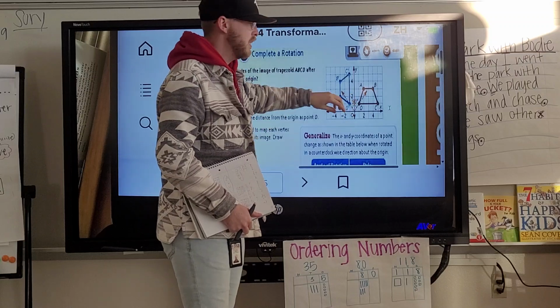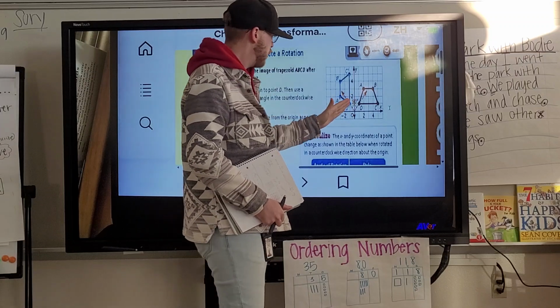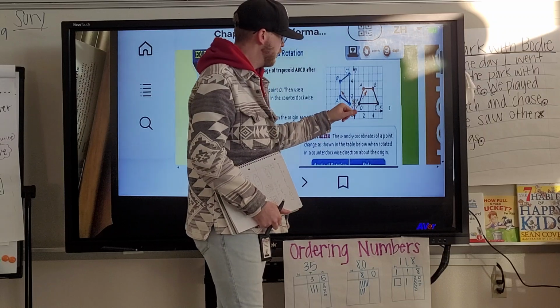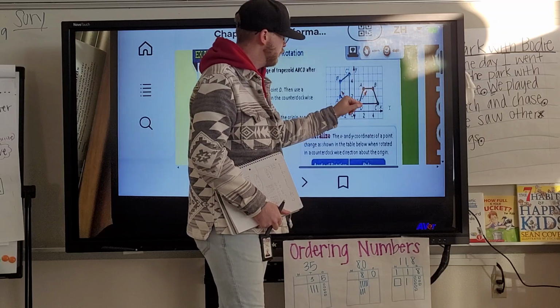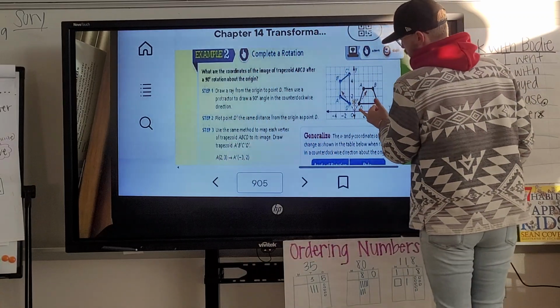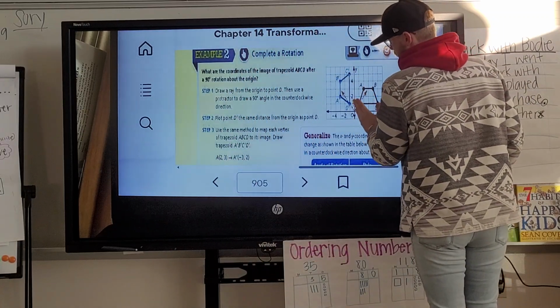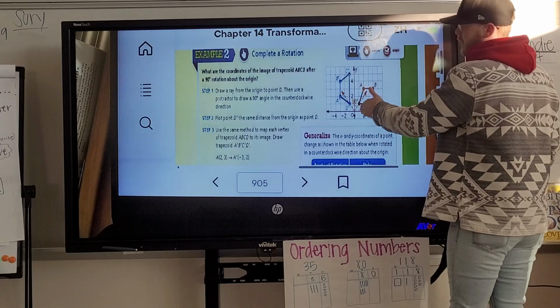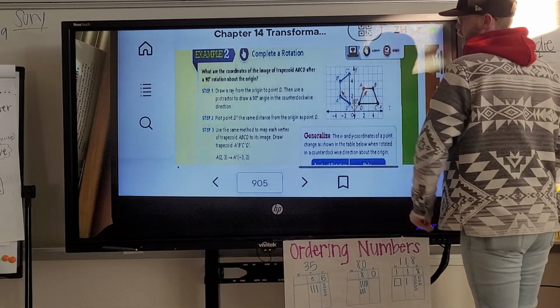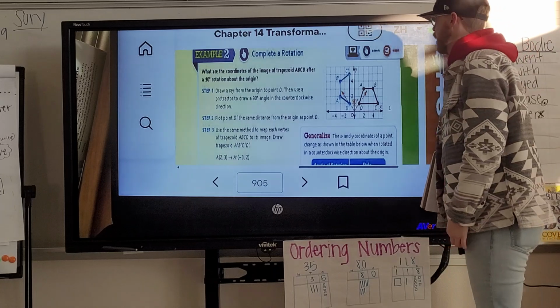To actually see how much a shape or points have rotated, you can draw specific rays from one point to another. As they have here, from the origin they drew a ray through one of the points, and on the other side they drew a ray through the same point after it was rotated, and that made a 90-degree angle, which tells us this original shape was rotated 90 degrees.